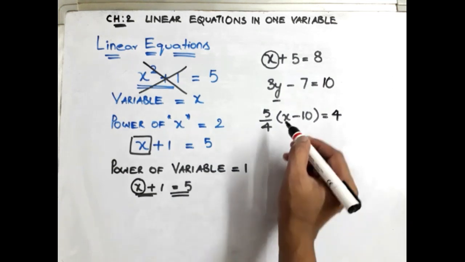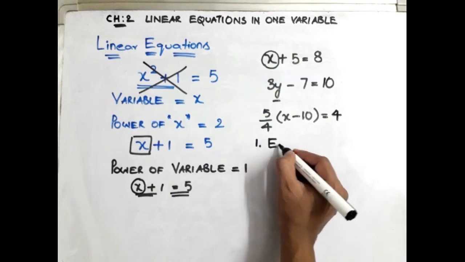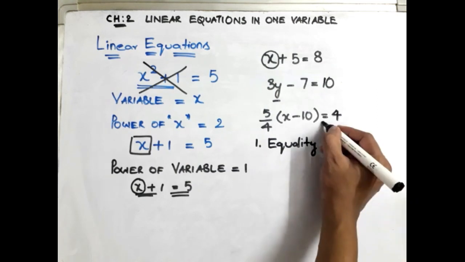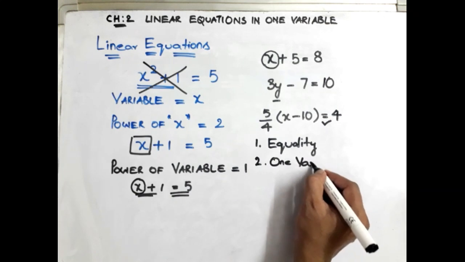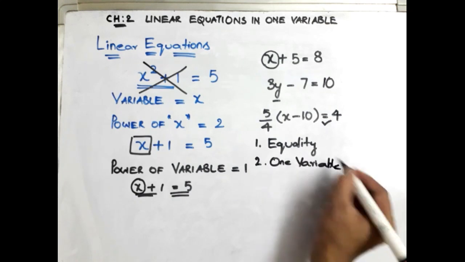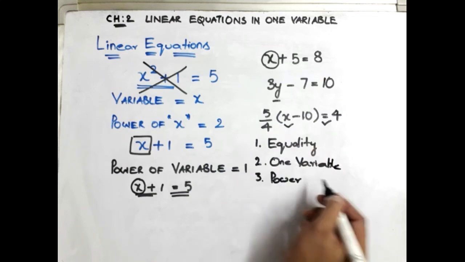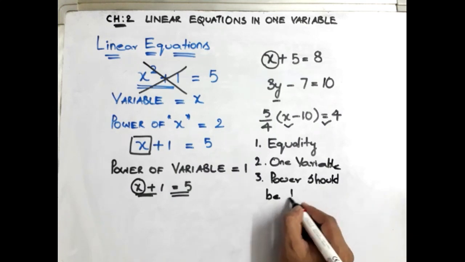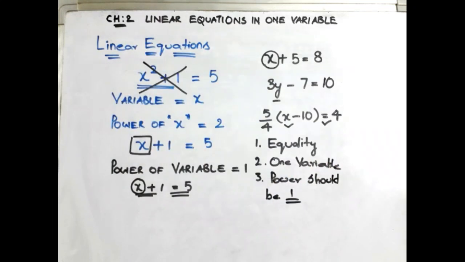So keep three things in mind. One is, in order to write a linear equation in one variable, you have to see an equality symbol like this, and it should have only one variable, and the power also should be 1. So we have to check these three things in order to check whether the given equation is a linear equation in one variable or not.